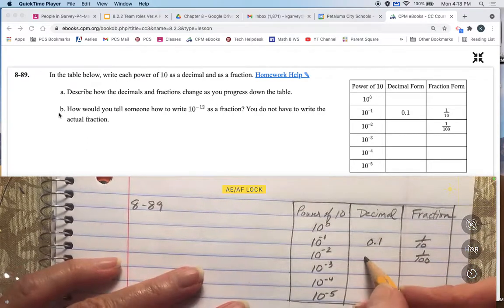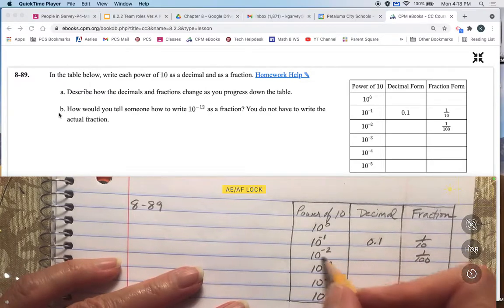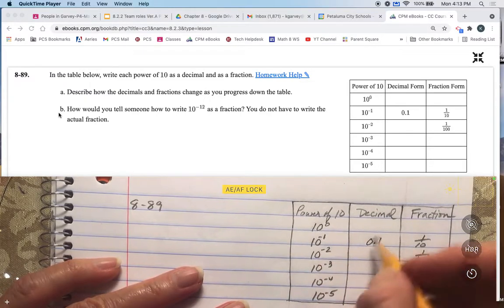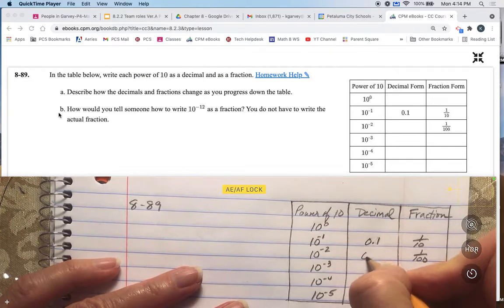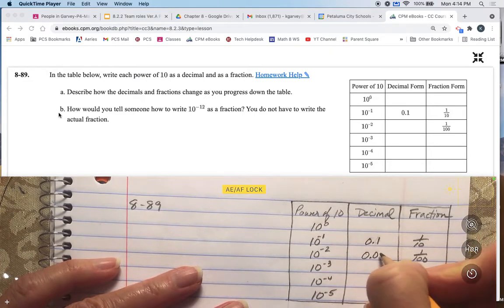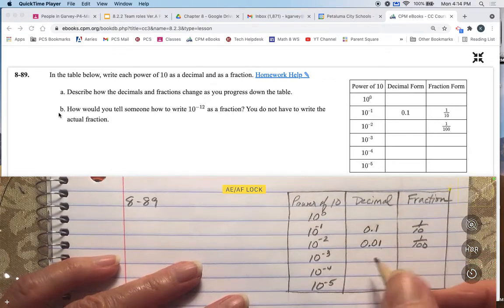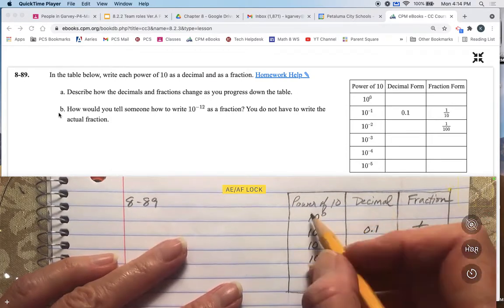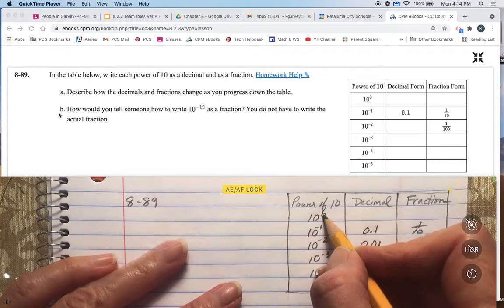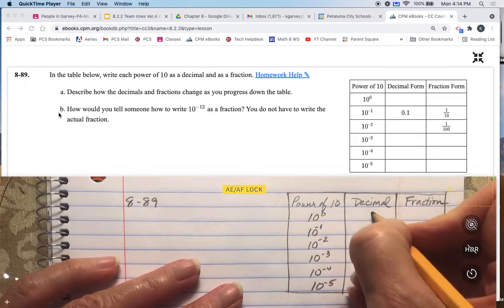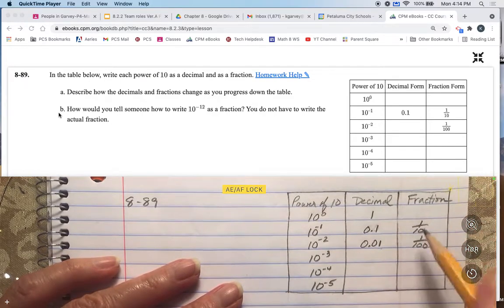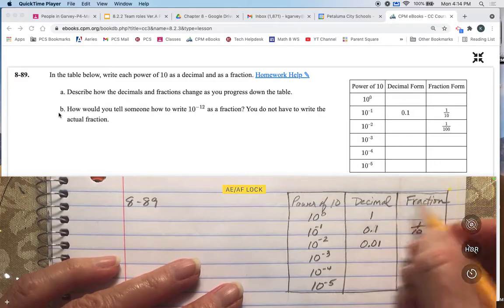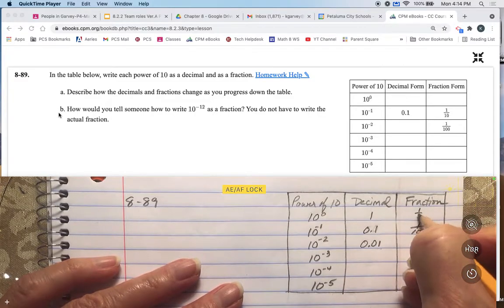Okay, so the easiest one to fill in here is that 10 to the negative 2 power is going to be equal to 0.01. That's the 100th place for a decimal. For 10 to the 0 power, that we know is equal to 1. So the fraction for 1 would just be 1/1.